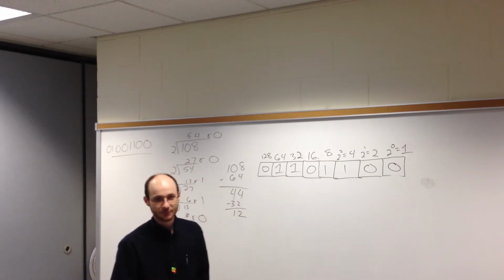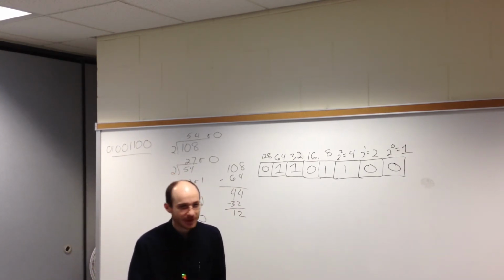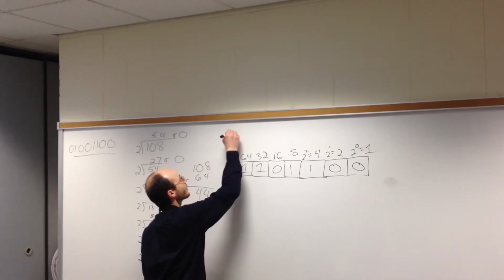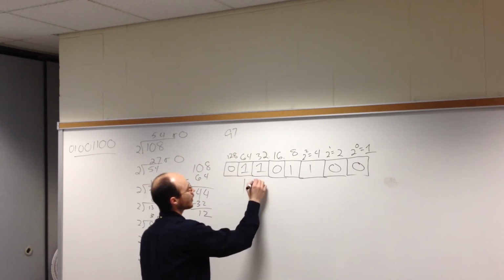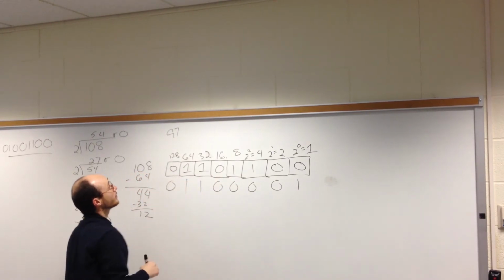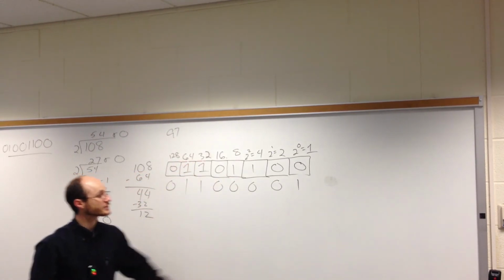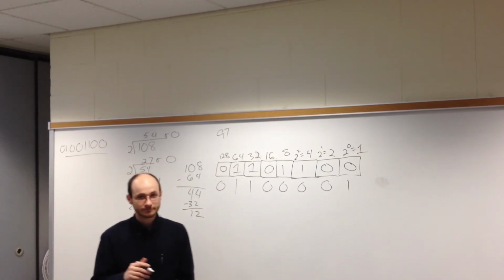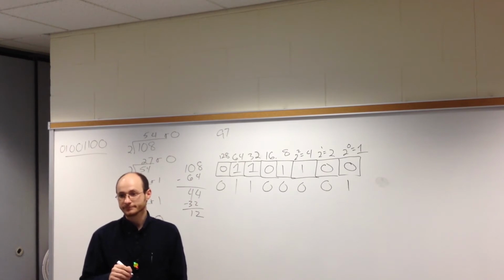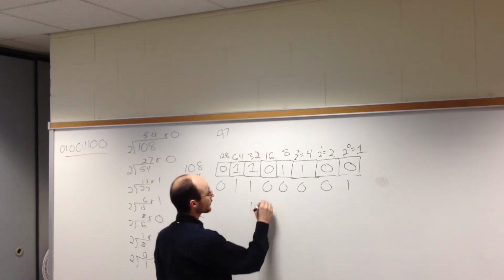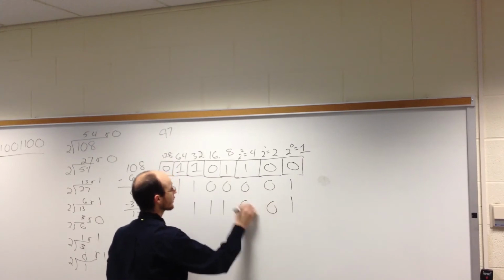But give me any number. Help me out here. Adam, a number between 0 to 255. 97. All right, so that's a 1 here, a 1 there, and a 1 there. Because 64 and 32 is 96, plus 1 gives me 97. Another number. Tina, 0 to 255. Pick a number. 55. Okay, so that's a 1 here, and that's 23. 23 is here, here, and here.